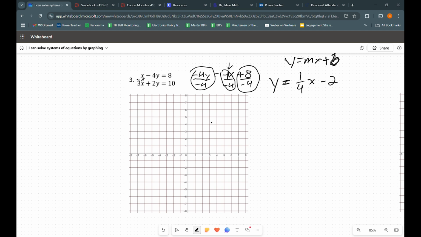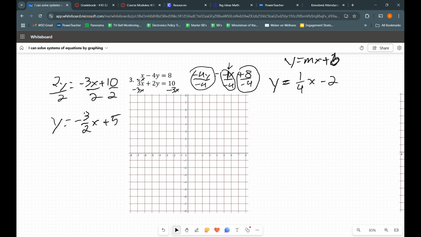We'll graph that in a minute, but for right now, let's solve our second equation for y. So I'm going to subtract 3x on both sides. That would give me 2y equals negative 3x plus 10. Finish this out by dividing by 2, and we end up with y equals negative 3/2 x plus 5.